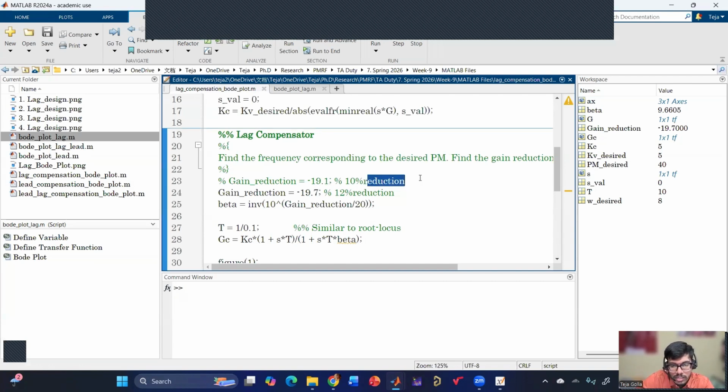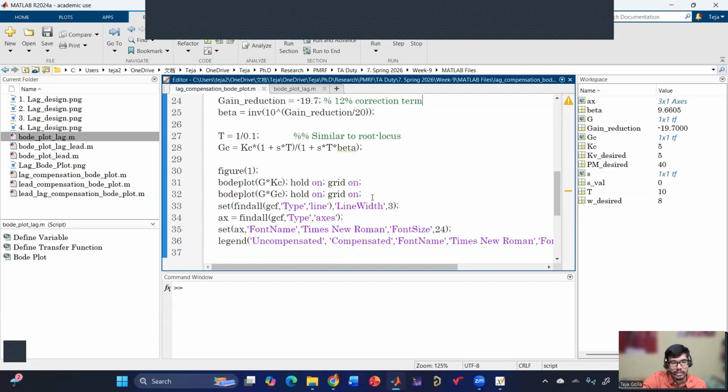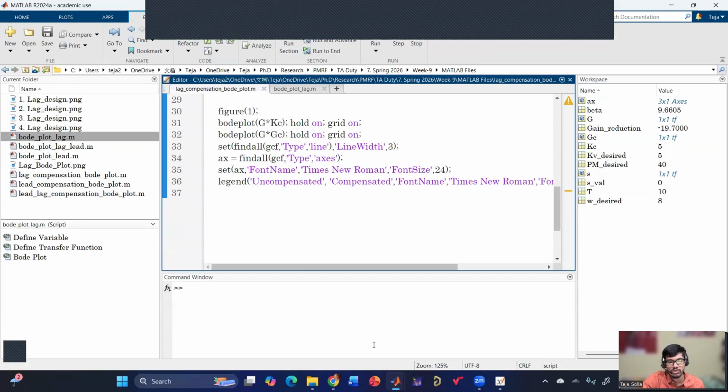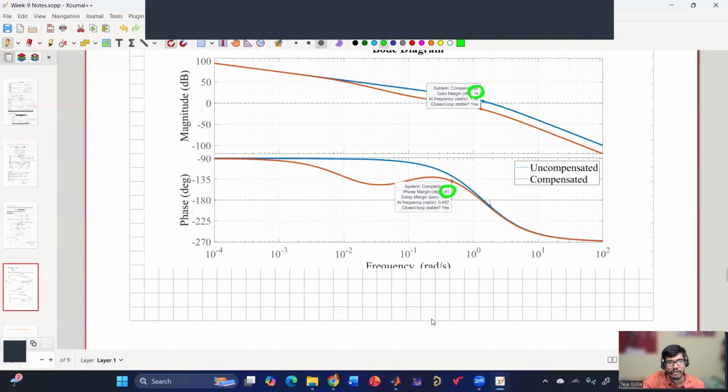So this is not reduction. This is rather a correction term. So, the correction term, and then later a 12% correction term. I am calculating how much is the frequency there and how much is the gain of the plant there. So that much gain reduction will be given by the lag compensator, because the lag compensator settles at 20 log 1 by beta. From there, I'm calculating beta and I'm considering T to be 0.1. And then I got the GC. Once I got the GC, I'm plotting G into GC and then checking whether my requirement is met or not.